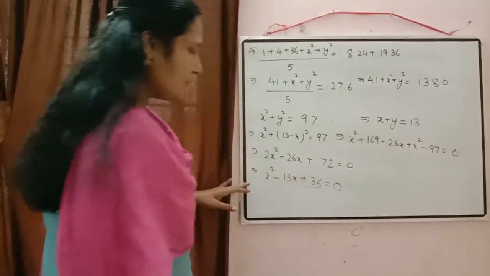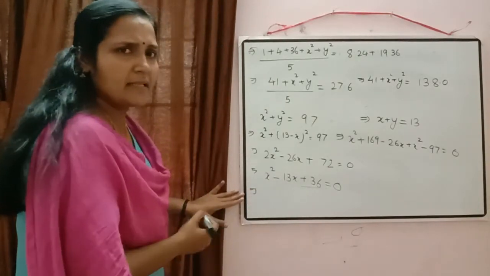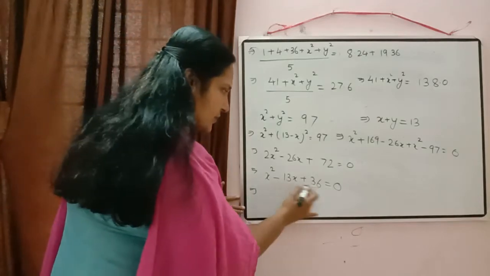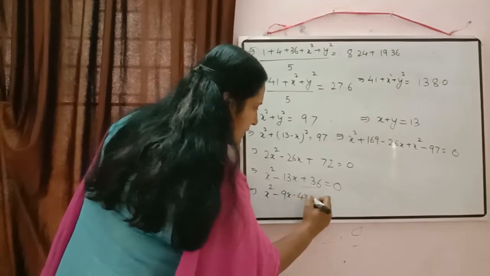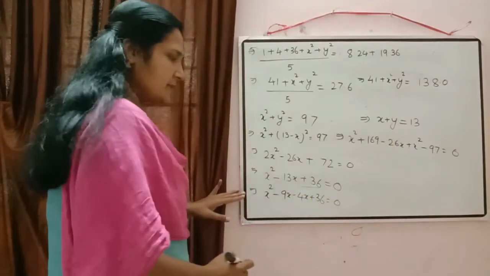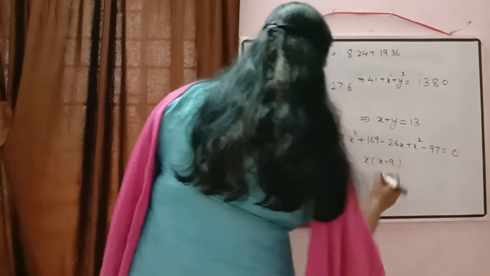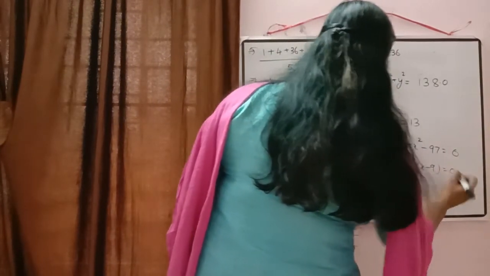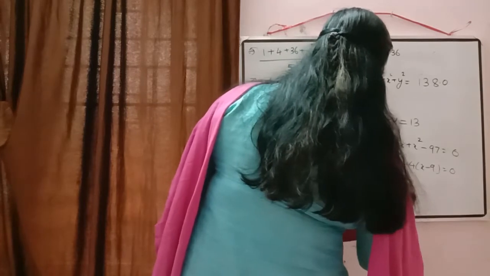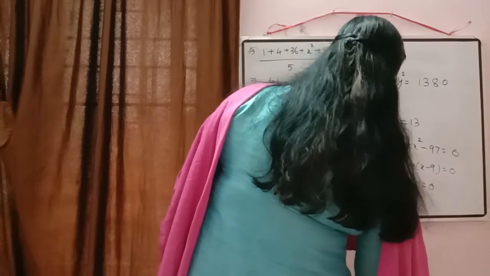So either you can calculate it using the quadratic formula, or we can do it by splitting the middle term, the factorization method. So I think the two numbers will be 9 and 4. So x square minus 9x minus 4x plus 36 is equal to 0. Common factor in the first two terms, x. So inside the bracket, x minus 9. From here, minus 4 into x minus 9 is equal to 0. Then we will get x minus 9 into x minus 4 is equal to 0. So the two values will be x equal to 9 and 4.